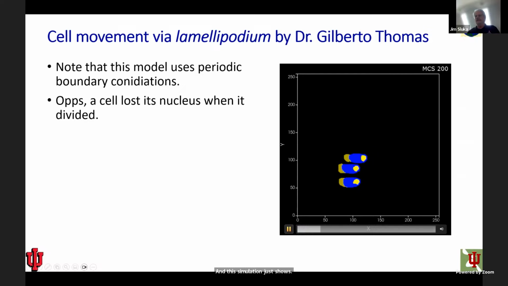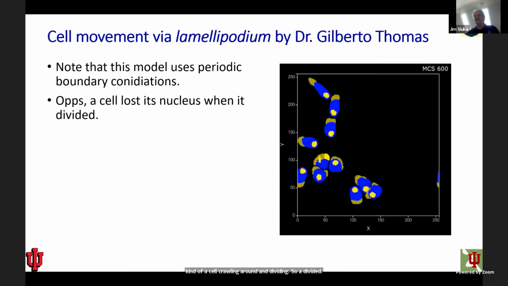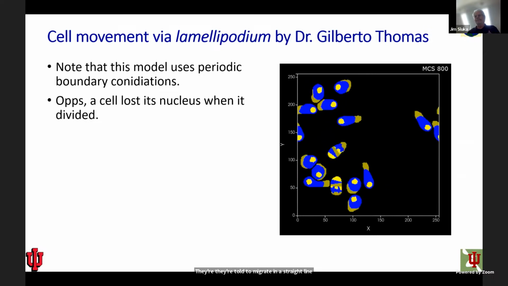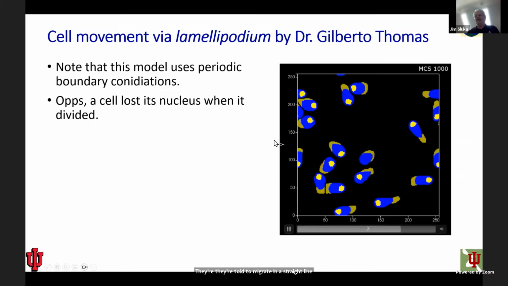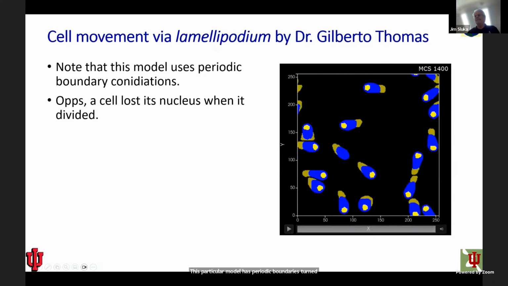So it divided. They're told to migrate in a straight line for a while and then change directions. This particular model has periodic boundaries turned on, so the cells wrap around if they go off an edge. And there is a bug because this cell divided and lost its nucleus.